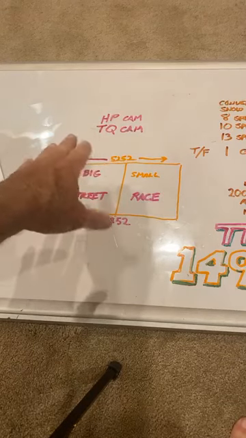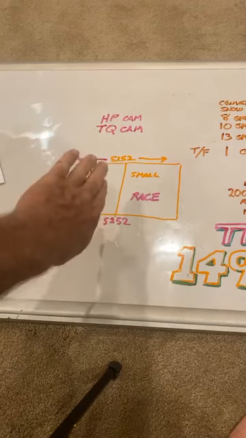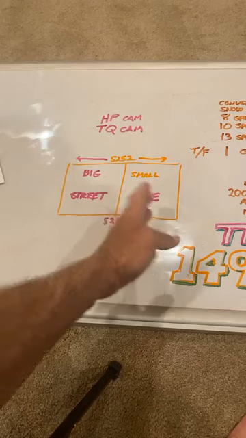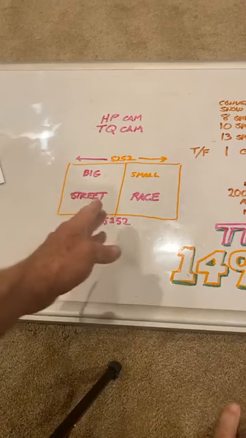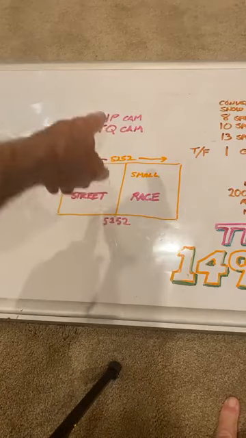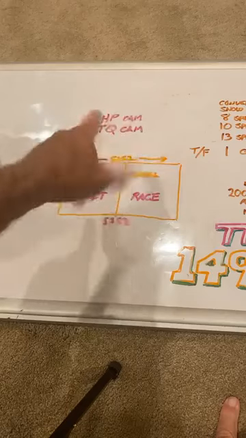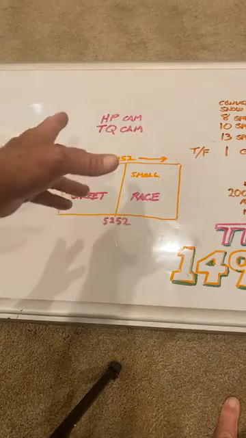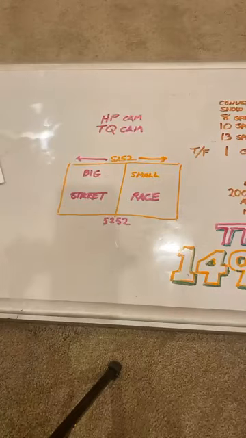They all are the same, and one of them may make more power before 5200, and one of them may make more power after 5200. If it makes more power after 5200, I'm going to call that a horsepower cam, or what you're trying to call one. And if it makes peak power before 5200, that would maybe be called a torque cam.